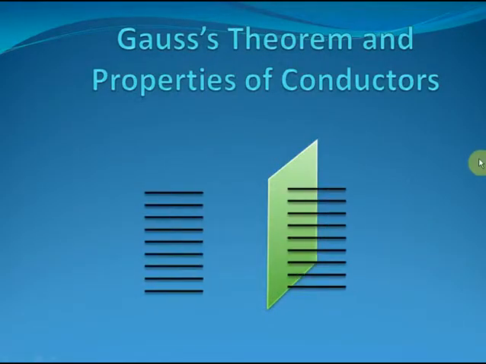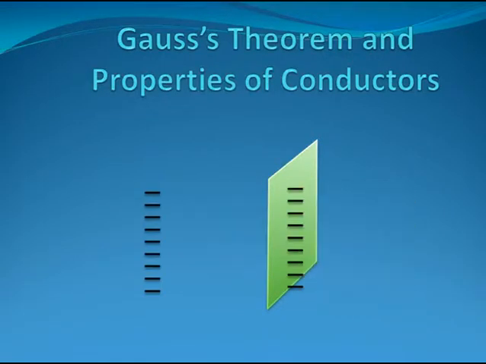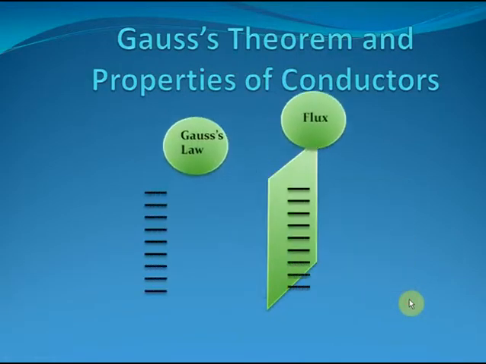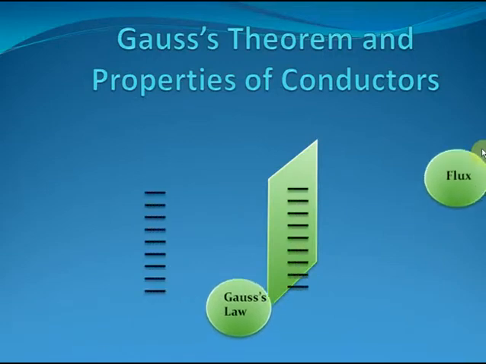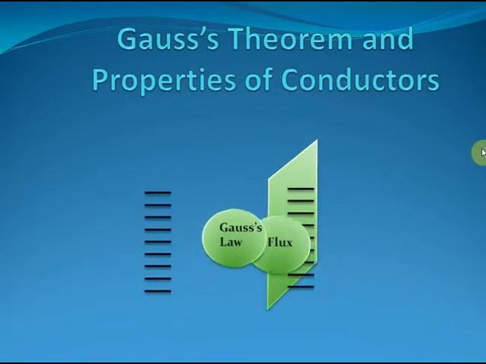Hi students, today we are going to study Gauss's theorem and the properties of conductors. We have studied so much about electric field lines, about electric potential, about the electric field because of charged bodies. Gauss's theorem is a special law that helps us calculate the electric field because of any charged body very easily. So what is this Gauss's law?